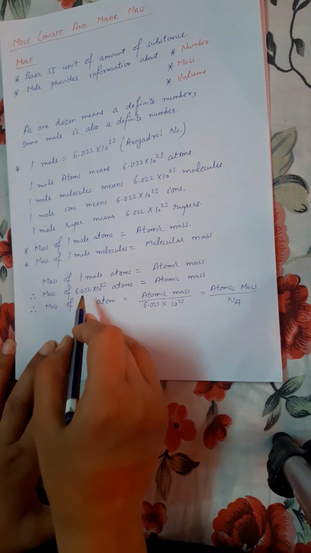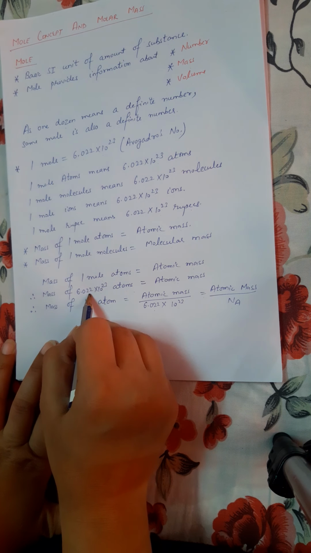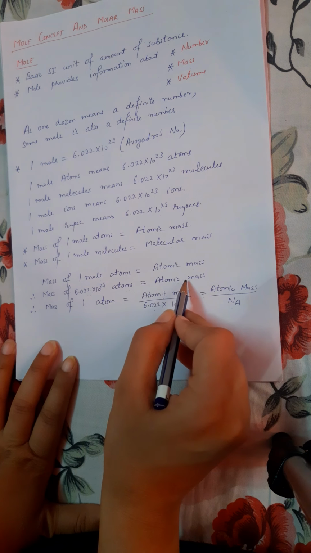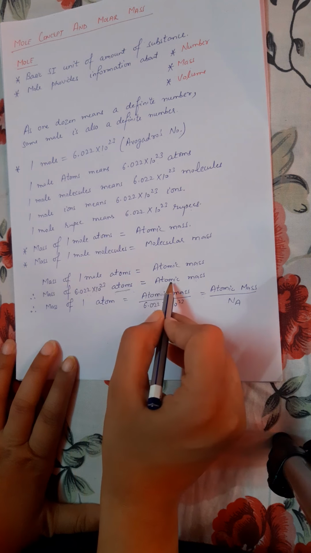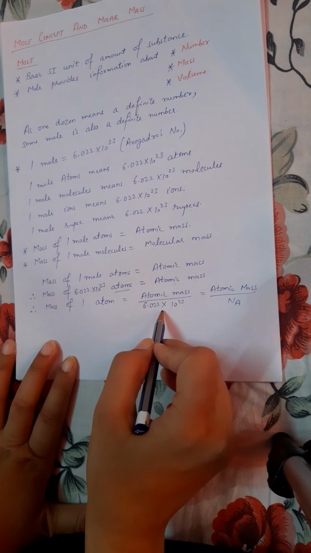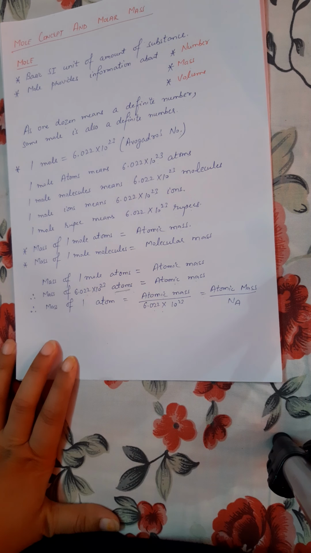I will explain it again. Mass of 1 mole atom, 1 mole is equal to 6.02 into 10 to the power 23 atoms. So this many atoms is equal to atomic mass if we are having atoms. If we are having molecules, it will be equal to molecular mass. So mass of 1 atom is equal to atomic mass divided by 6.022 into 10 to the power 23.